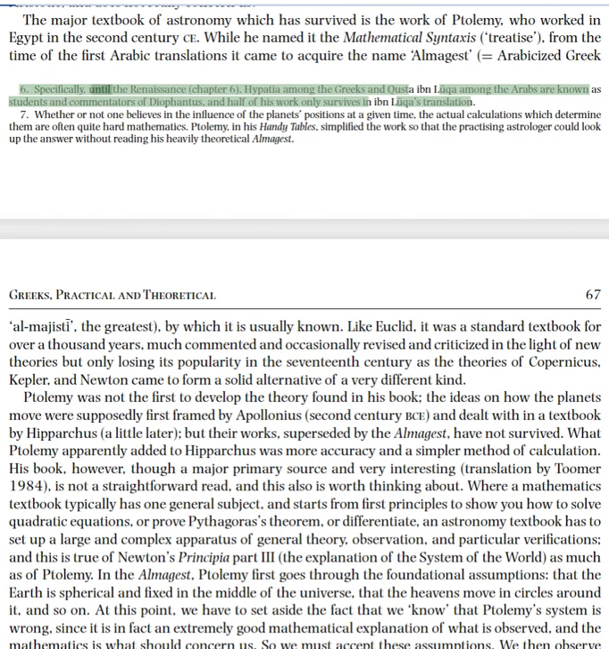6. Specifically, until the Renaissance. Hypatia among the Greeks and Qusta ibn Luqa among the Arabs are known as students and commentators of Diophantus, and half of his work only survives in Qusta ibn Luqa's translation.